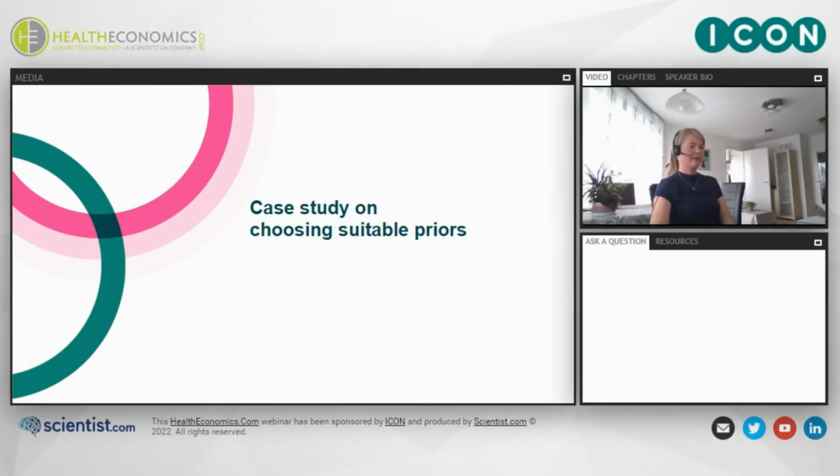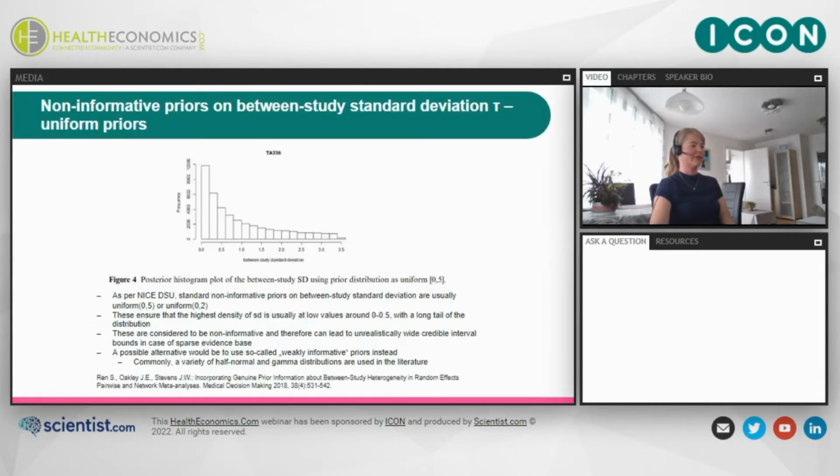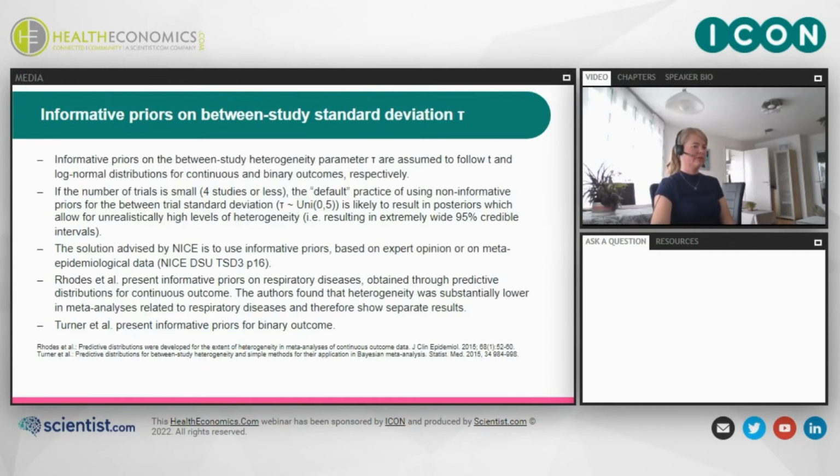Now I will show you a case study on choosing suitable priors in case of sparse networks of evidence. In the NICE DSU guidelines, non-informative priors on the between study standard deviation are suggested. These are usually uniform priors ranging between 0 and 5 or 0 and 2, and these work well in case of large networks of evidence when we have enough data to update these priors into the posteriors. But if we have only a sparse network of evidence, these do not work so well, and there is still usually a large amount of uncertainty in the corresponding results.